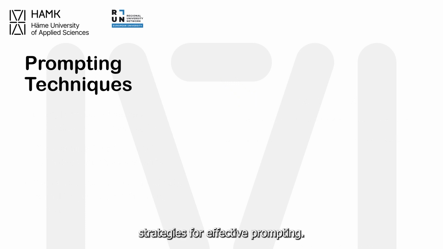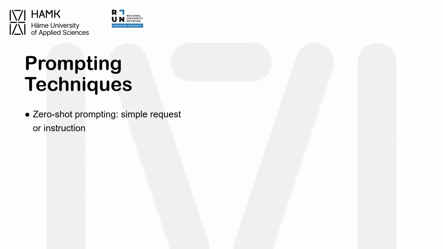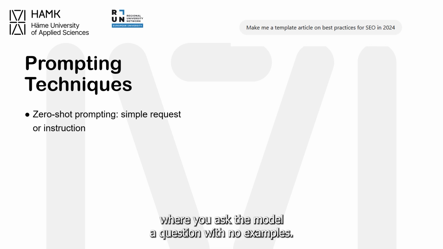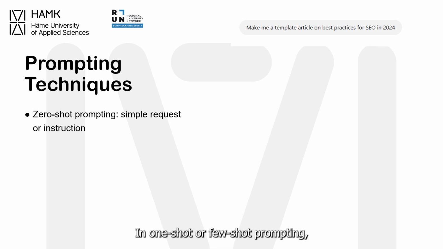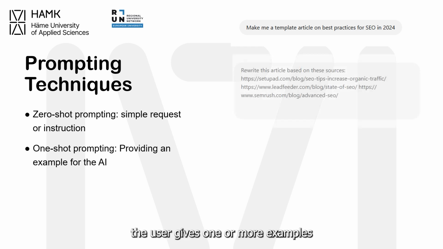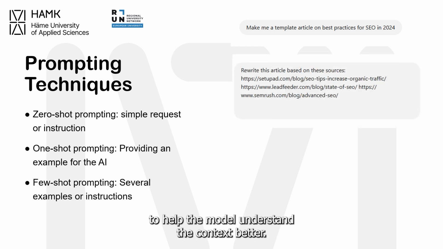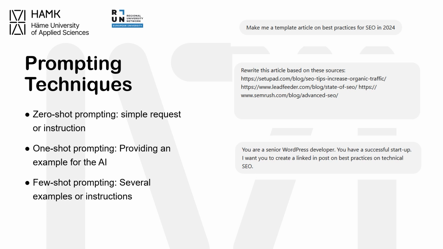Here are some strategies for effective prompting. First, we have the most basic prompt, which is zero-shot prompting, where you ask the model a question with no examples. In one-shot or few-shot prompting, the user gives one or more examples to help the model understand the context better. These can be example outputs or further instructions to the model.